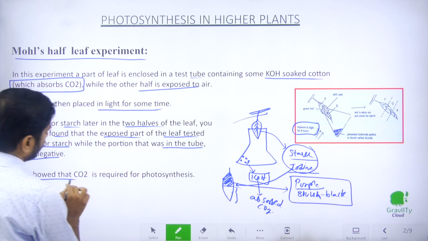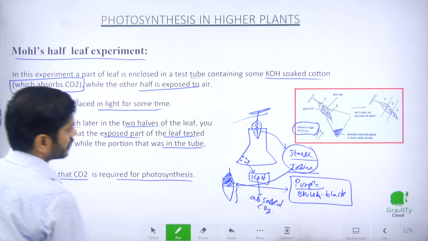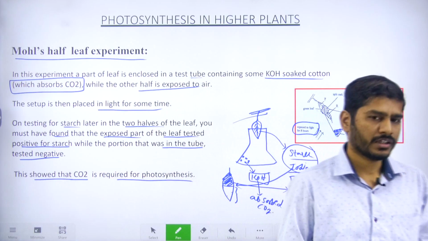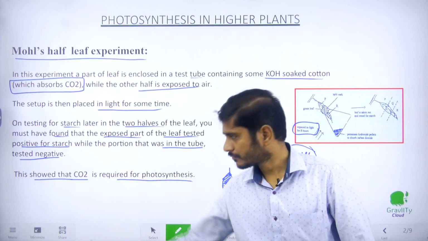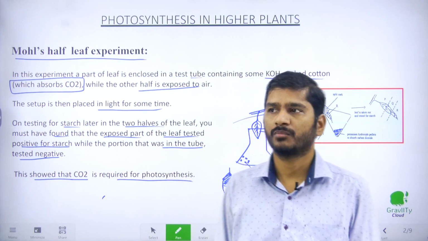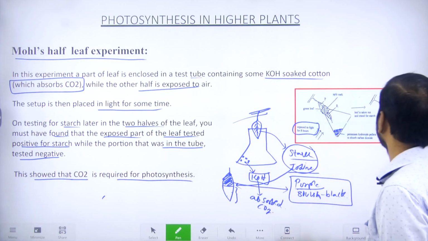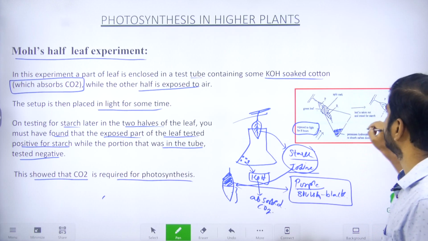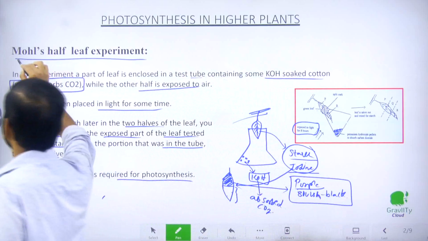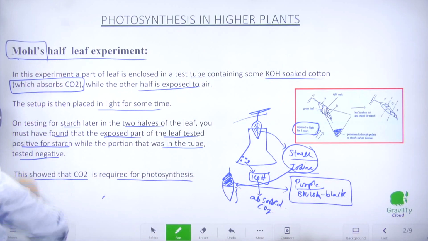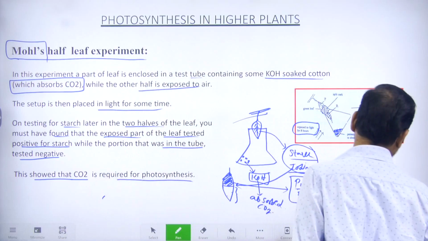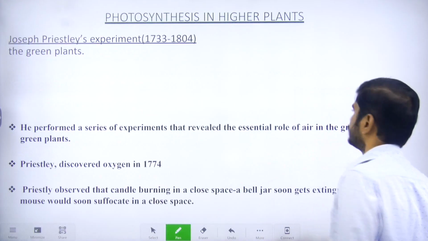This showed that CO2 is required for photosynthesis. It proved that CO2 is compulsory for the production of starch, I mean carbohydrate production. This is the way they tested it, maintaining a cork over here. As Moll did it, it is called Moll's half-leaf experiment. I hope it is clear for you.